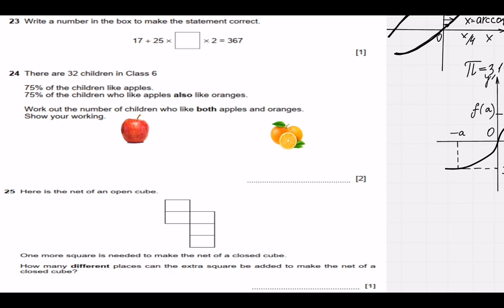17 plus 25 times what? Times 2 will be 367. 25 times what? I will check 25 times 2, for example. 25 times 2 will be 50. Then I need to get rid of this 17. 367, I will use inverse operation, minus 17, it will be 350.